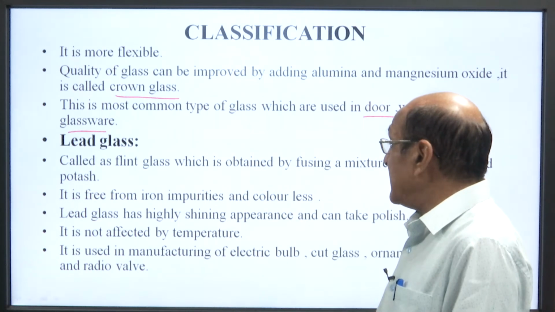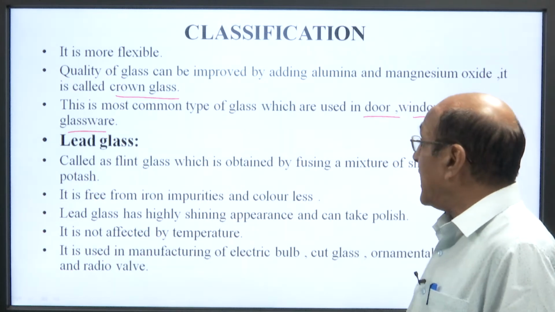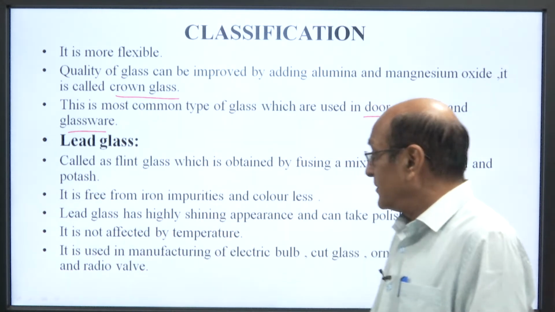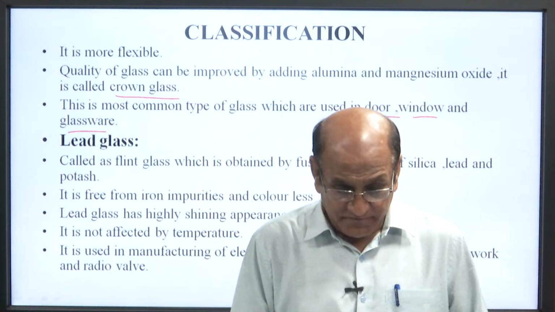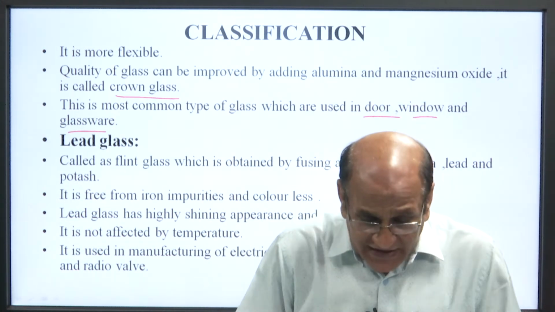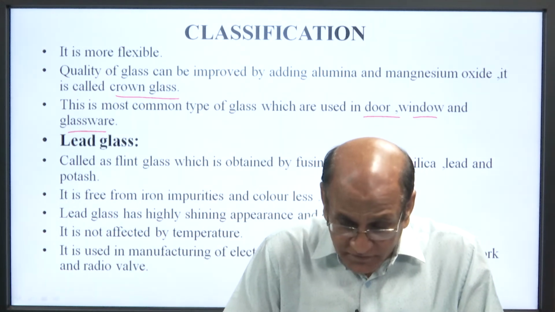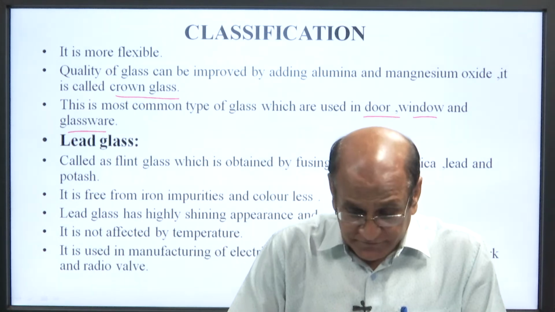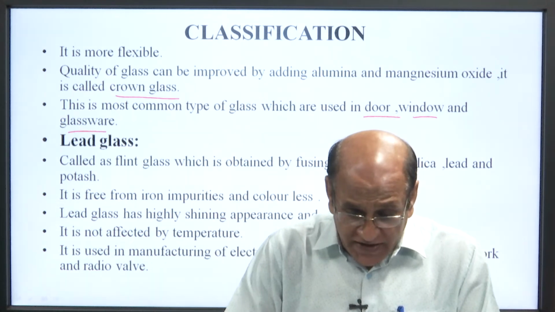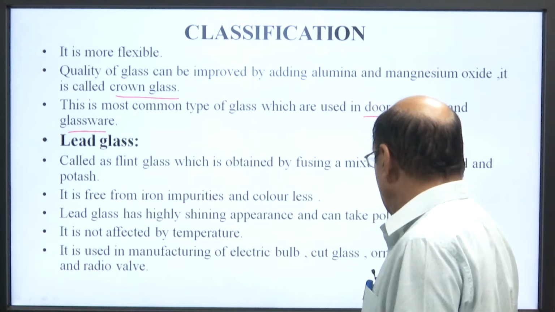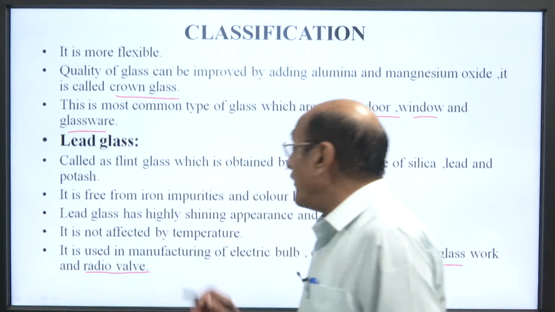The next is lead glass, called flint glass, which is obtained by fusing a mixture of silica, lead and potash. It is free from iron impurities and colorless. Lead glass has a highly shining appearance and can take polish. It is not affected by temperature. It is used in the manufacturing of electric bulbs, cut glasses, ornamental glasses, work and radio bulbs.